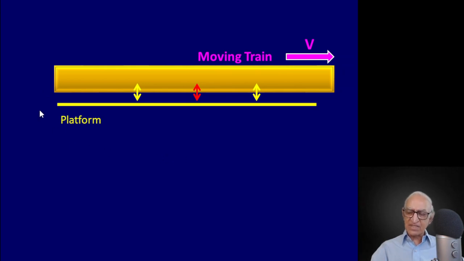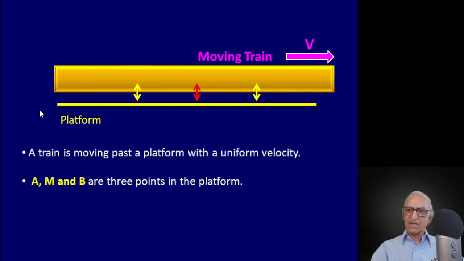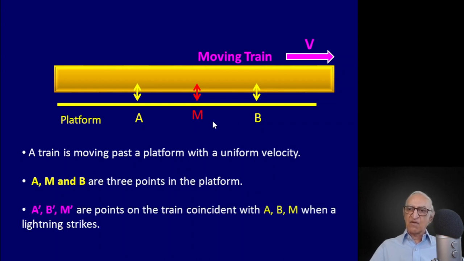At some instant of time, there are three points, A, M, and B. M is exactly midway between A and B. There are three points, A, midpoint, and B, which are coincident with the points A prime, M prime, and B prime in the moving train.